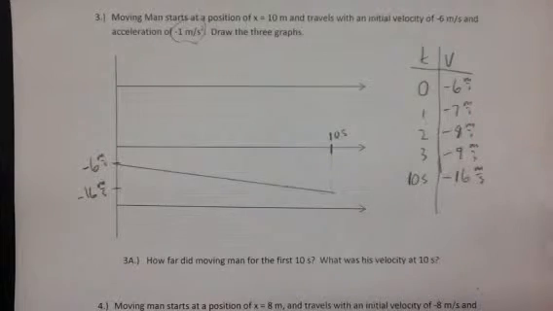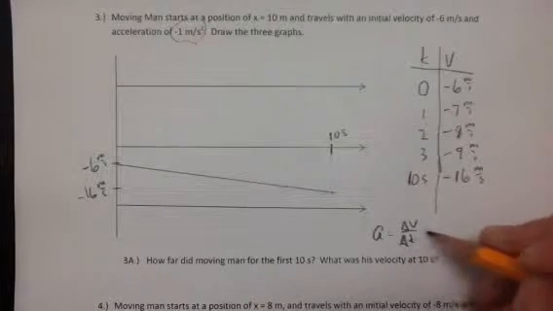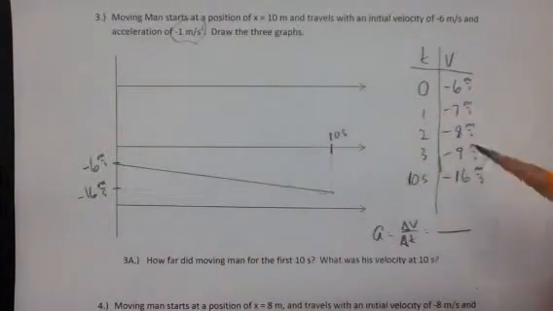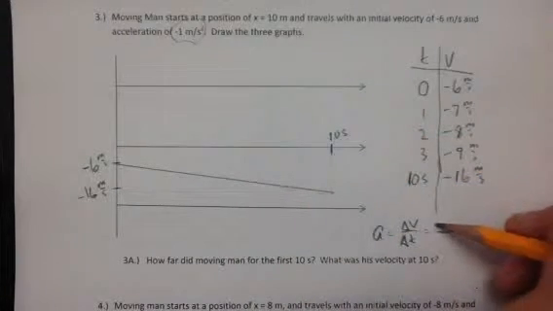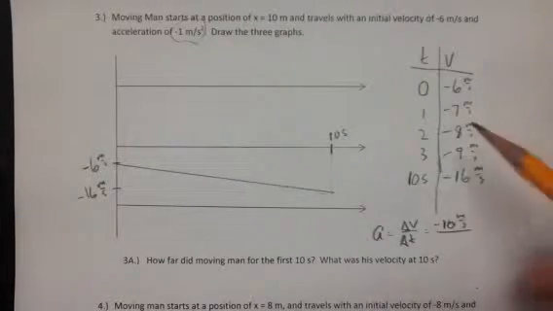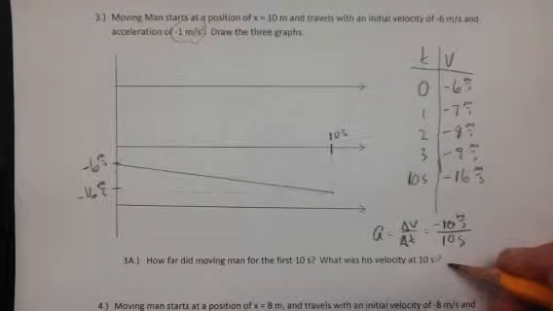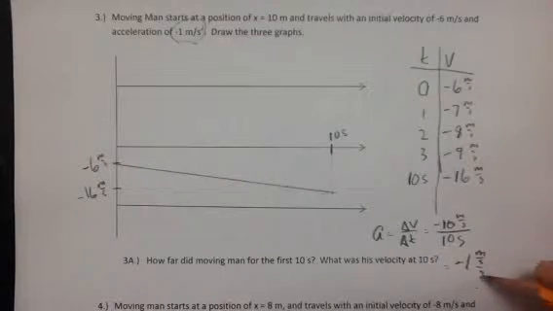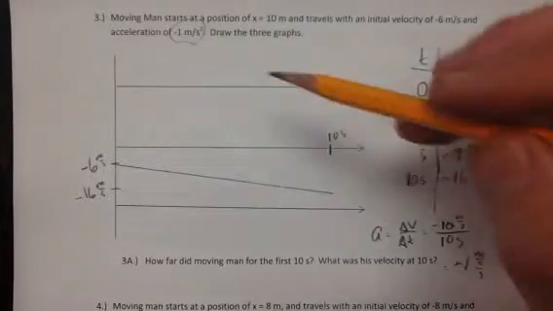We know that the slope of this graph is the change in velocity over the change in time. And we can see that in this case, the velocity changes at the rise of this right here. The rise is negative 10 meters per second, negative 10 meters per second, and the run right here is 10 seconds, which gives us the acceleration of negative 1 meters per second per second. So we can see that this is consistent with what we're given right here.